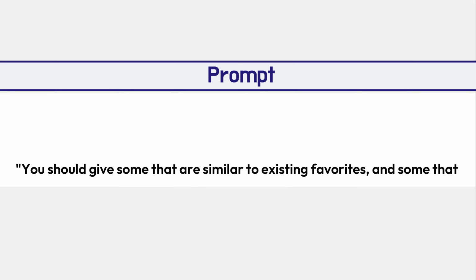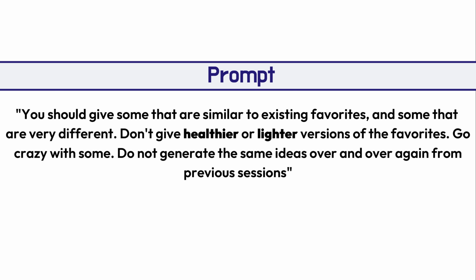So now the variety section. You should give some that are similar to existing favorites and some that are very different. Do not give healthier or lighter versions of the favorites. Go crazy with some. Do not generate the same ideas over and over again from previous sessions. Without this part, the AI usually plays it safe and you'll end up with the same 3 meals with slightly different seasonings. I even had some issues where I kept getting the same handful of ideas repeated over and over. So this is here to stop the AI from doing that, and it largely works.